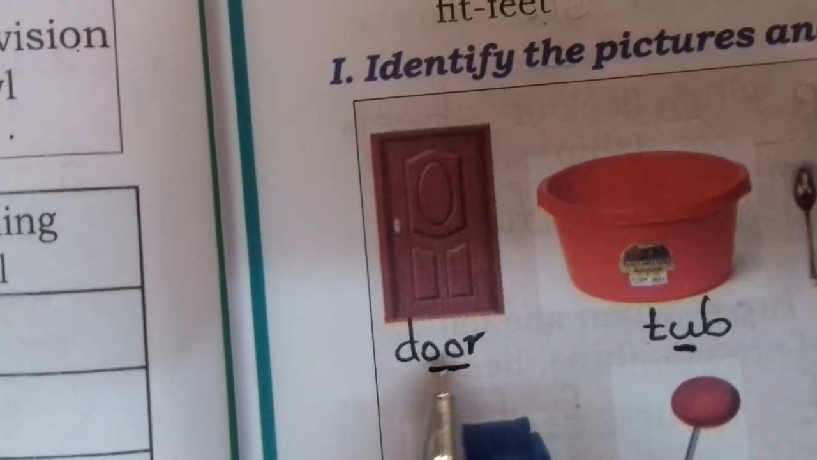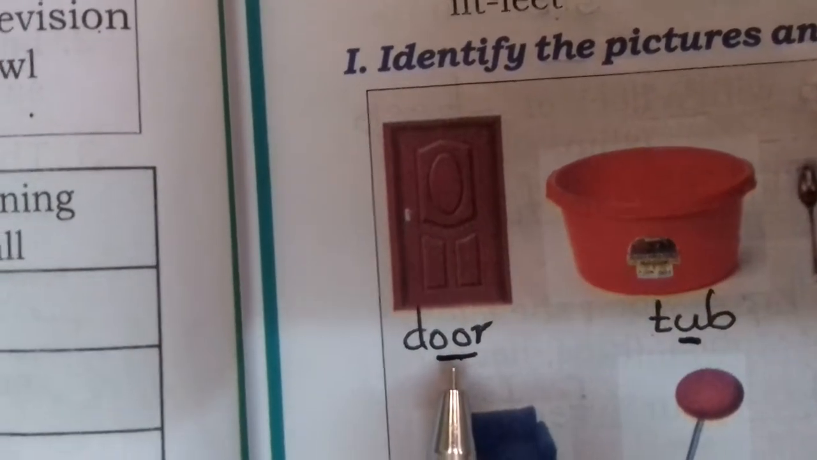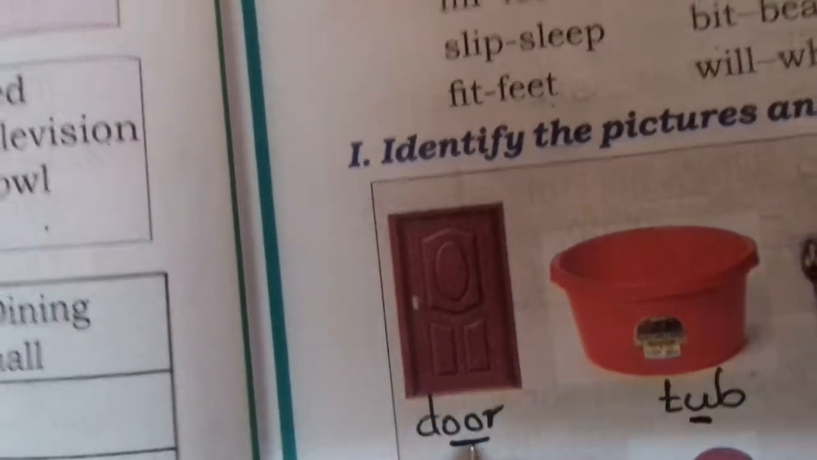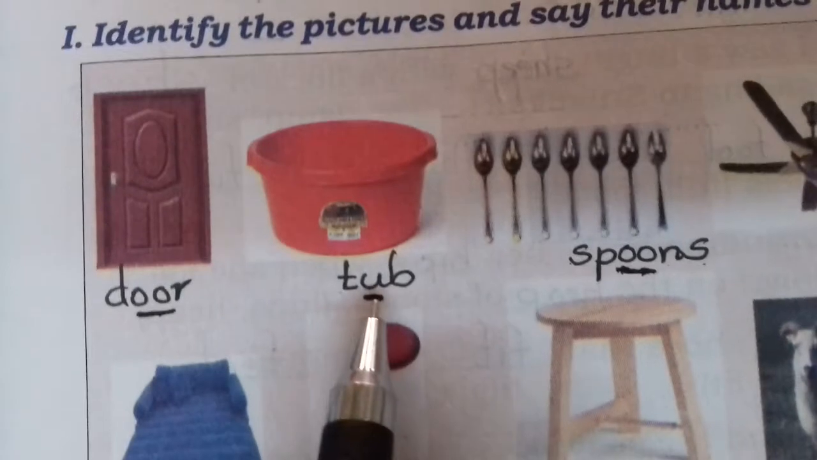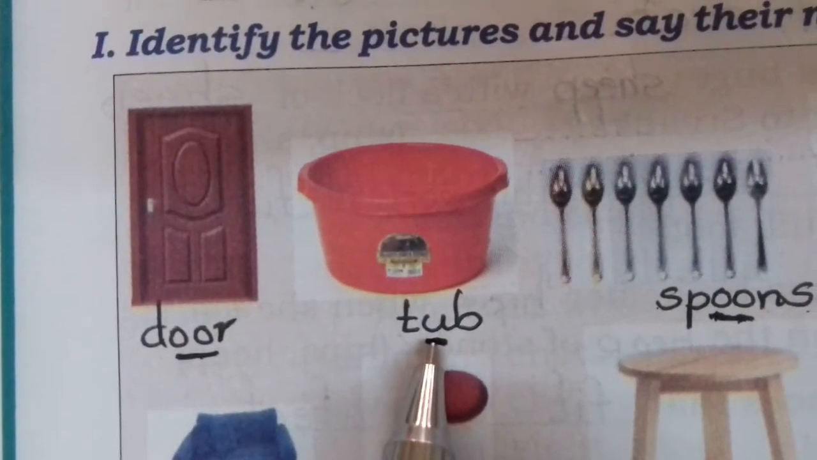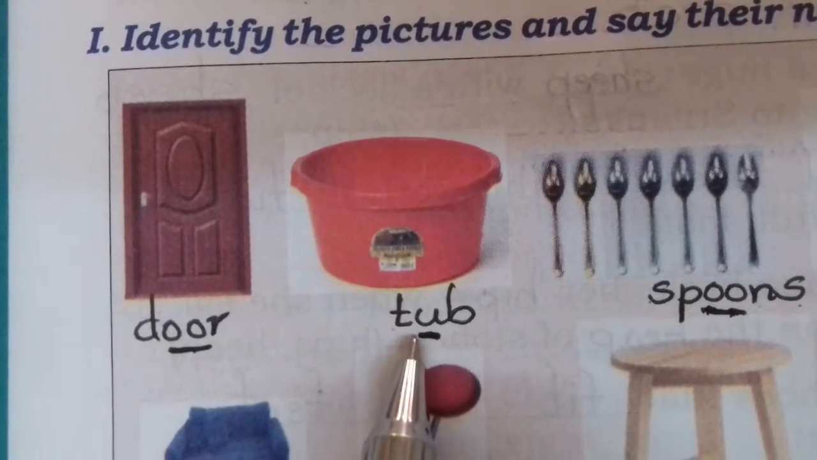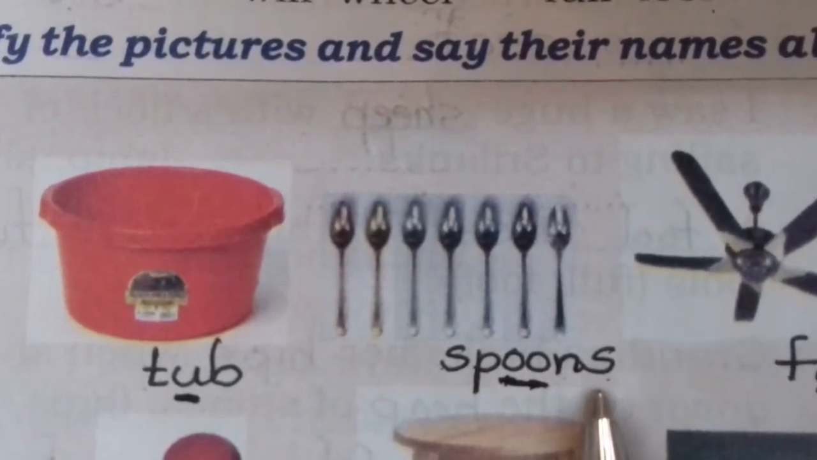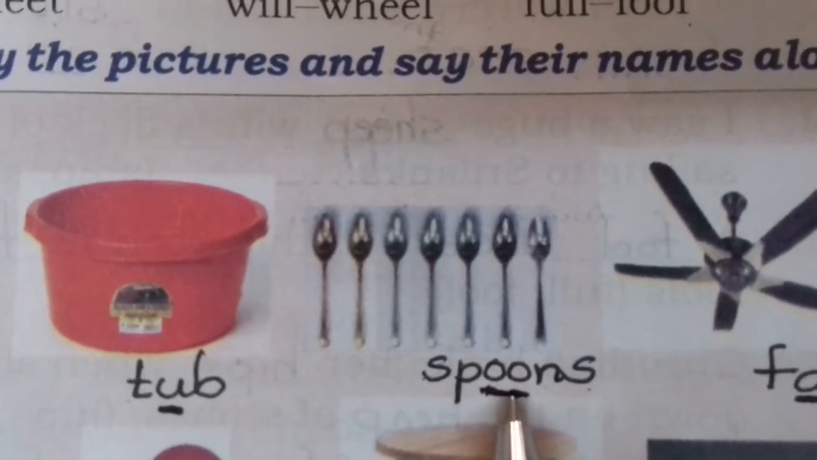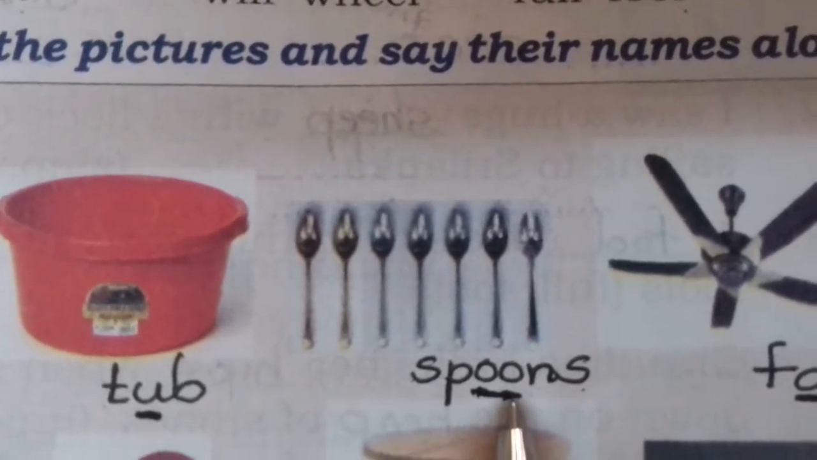So when there are two of the same vowel together, we call it a long vowel. Now look at this word, T-U-B, tub. U is a vowel, but it is only one. So we say short vowel, tub. Come to this word, spoons. S-P-O-O-N-S, spoons. O-O is two vowels together, so we say long vowels.